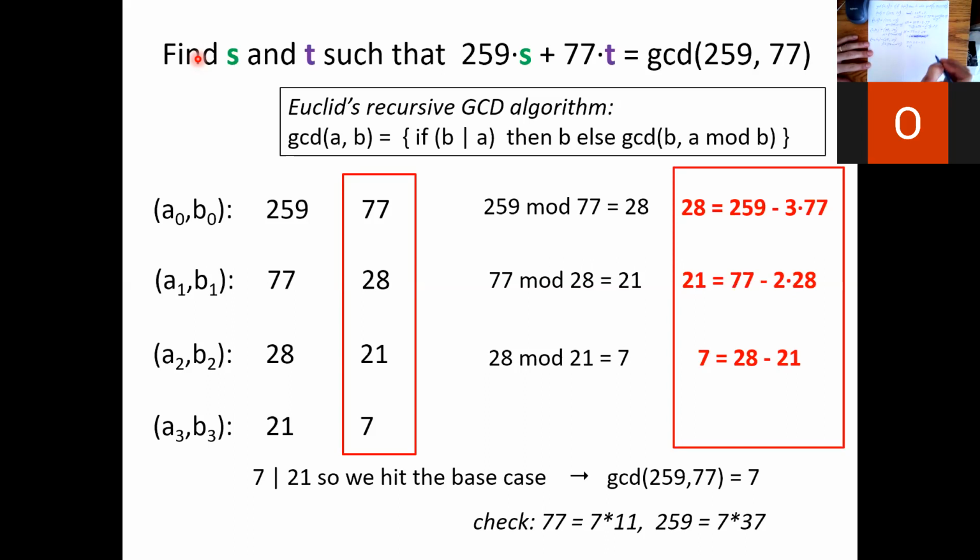Did you mean to say 1 multiplied by 77? Exactly. Very good. So it's 1 times 77 plus minus 2 times 28.